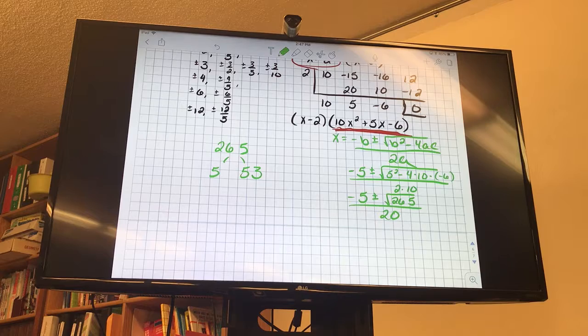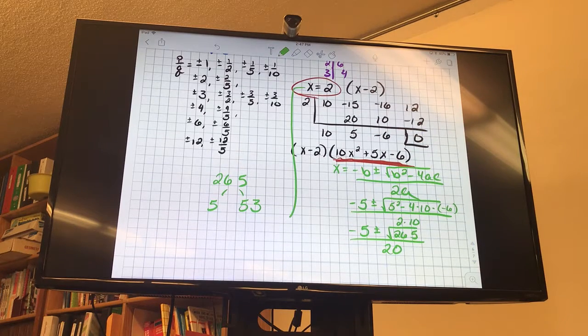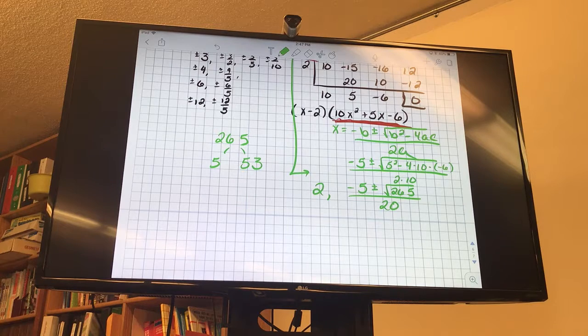One of them is the 2 that came from up here, right? And what's the other one? Negative 5 plus the square root of 265 over 20, and negative 5 minus the square root of 265 over 20. So does it have 3 of them? Yes, I found all 3. And guess what? Only one of them would have been found exactly using your calculator. There's no way you could have found those other 2.